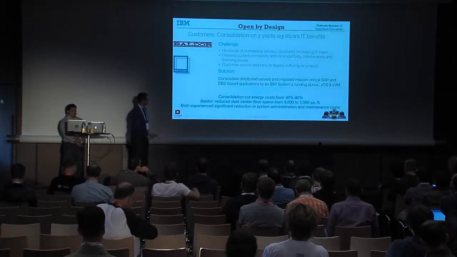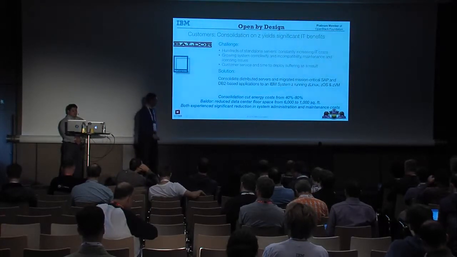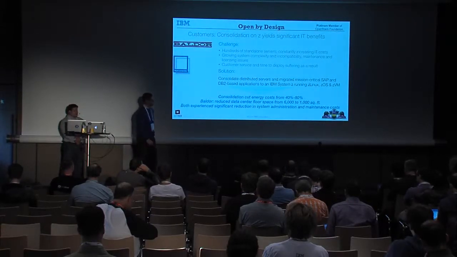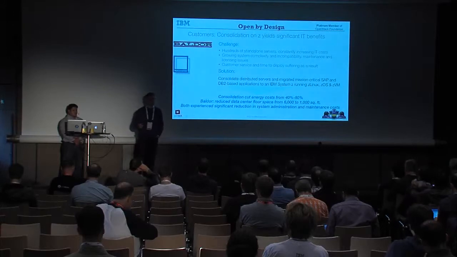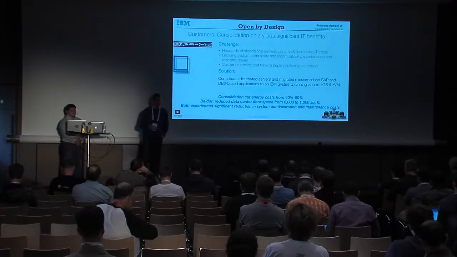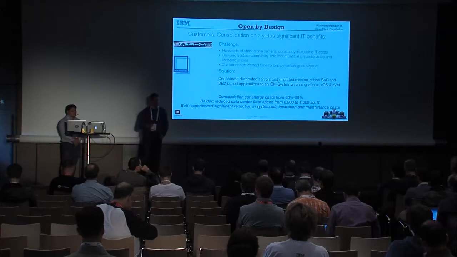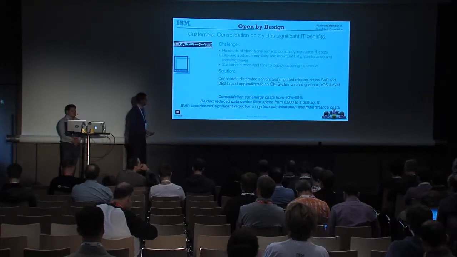SAP DB2 applications running on Z Linux, z/OS, and z/VM, and some of the numbers they found: energy costs were reduced greatly. Baldor noted a significant reduction in data center space requirements, and obviously, due to the consolidation, a lowering of administration and maintenance costs for those servers. So again, some of the benefits both of the System Z architecture and its capabilities, combined with the benefits of consolidation. Hopefully, even with this brief overview, you can see that there's a great value to keeping Z in the ecosystem and combining that with systems of engagement workloads.